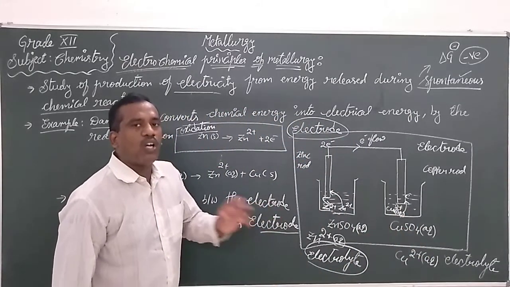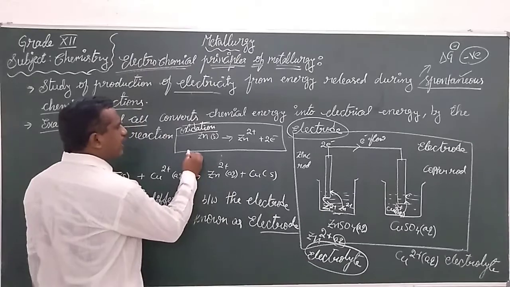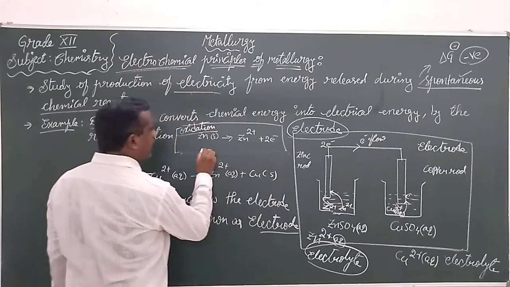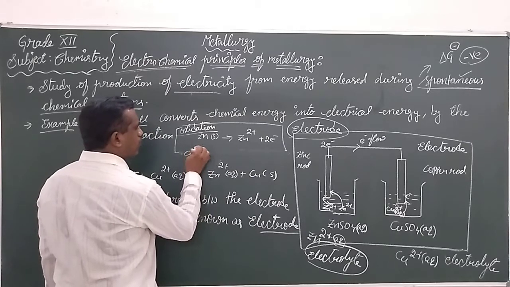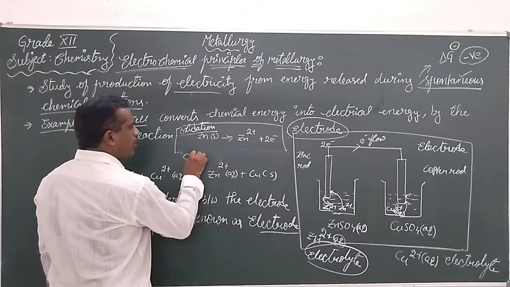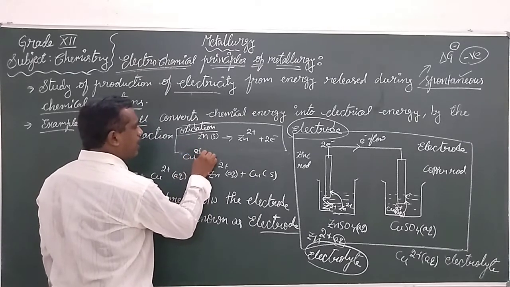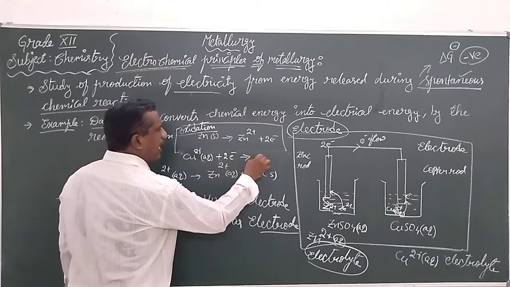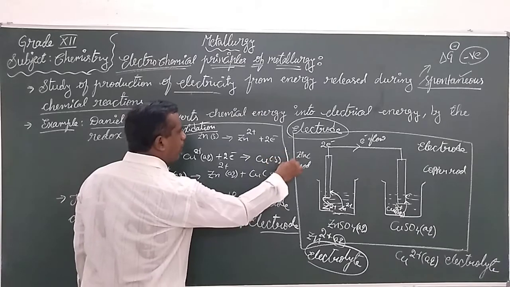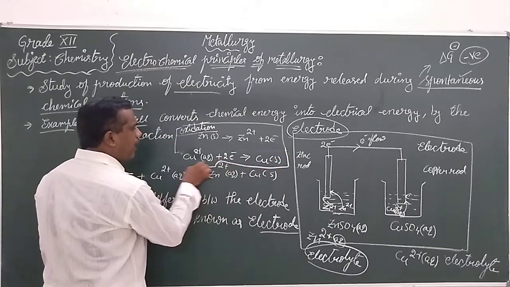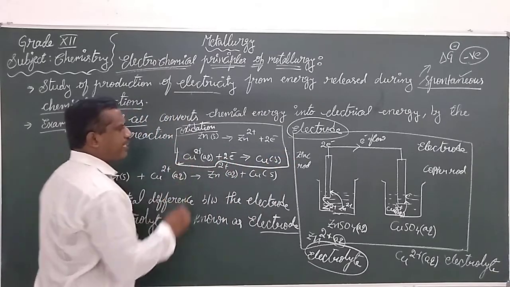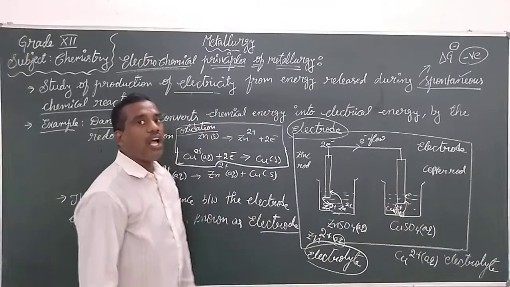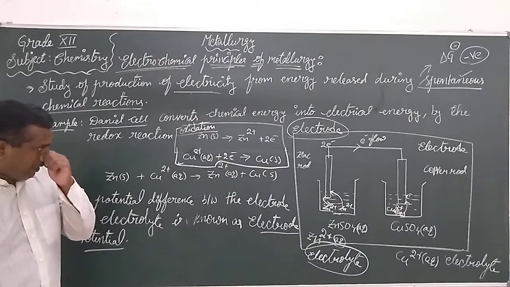they will accept those electrons. What is happening for the copper? Copper ions are accepting the electrons. Cu2 plus aqueous are accepting the electrons and converting into metallic copper, which is getting deposited on the copper electrode.